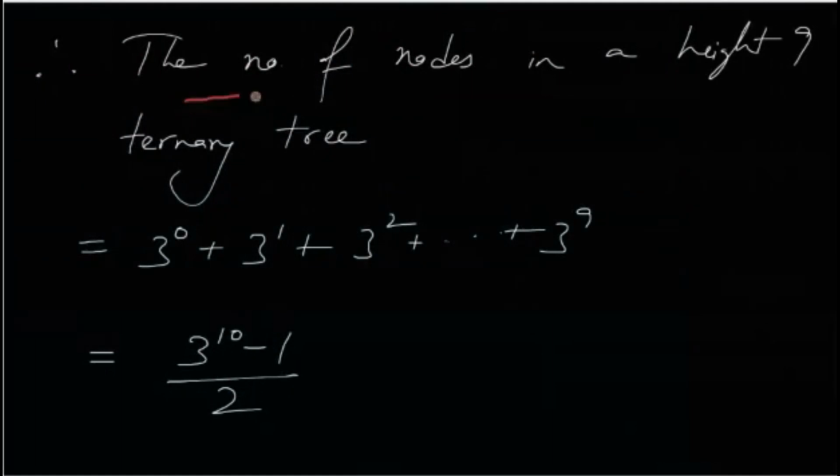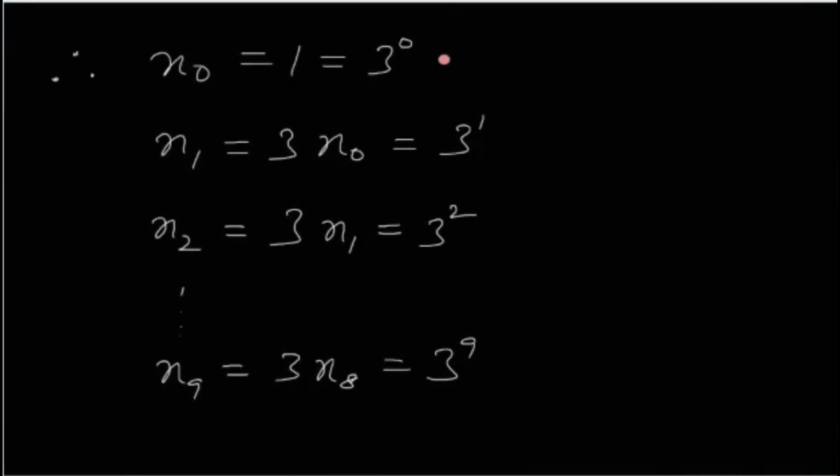So the total number of nodes in a complete ternary tree of height 9 is nothing but adding them: 3 to the 0 plus 3 to the 1 plus 3 to the 2 up to 3 to the 9. This is nothing but a geometric progression. This is 3 to the 10 minus 1 divided by 2. This is the answer. We have found out the number of nodes in the individual levels, starting from the zeroth level, the first level, the second level, and so on up to the ninth level. And then adding them gives the answer.